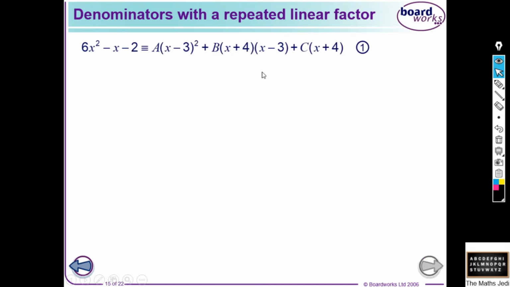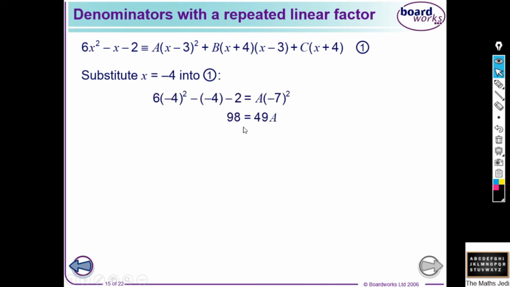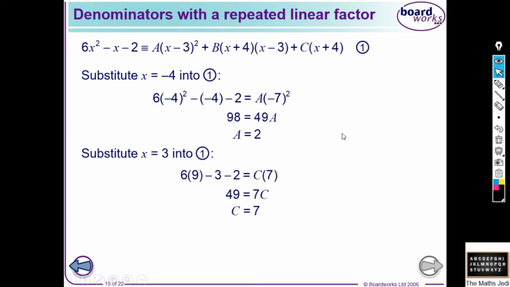You can use x equals minus 4 to get rid of b and c to leave you with a. That's what they're going to do here. So they're using x equals minus 4. That gets you an a value very quickly. A is 2. Then you could use the x value 3, because of course that gets you rid of a and b and leaves you with c. So they do that really quickly. And c is 7. But then to get b, they're going to switch into equating coefficients.